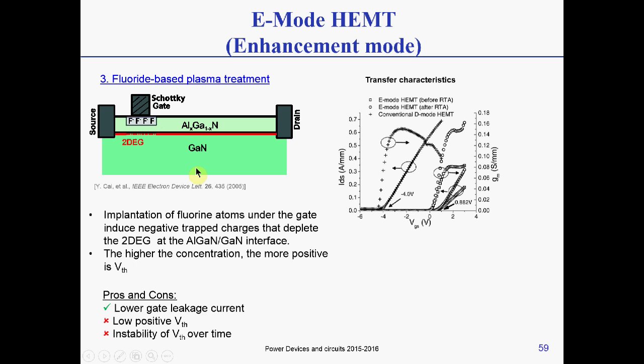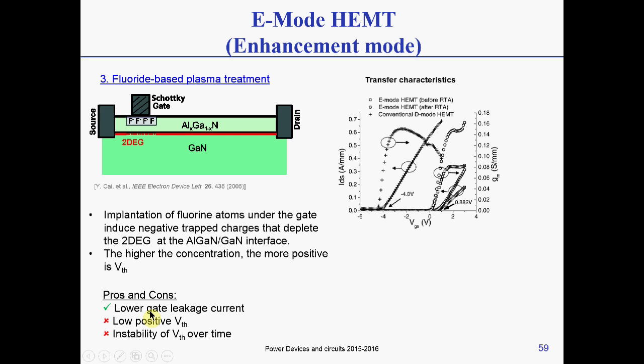The problem is that you have a low leakage current, but the positive threshold voltage again is quite low, not higher than you have it here. So this is a normally on device. This is the normally off with this technique. The highest they reach is 0.8 volts, which is again not ideal, and there is instability of threshold voltage over time.